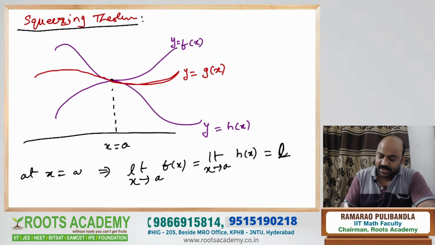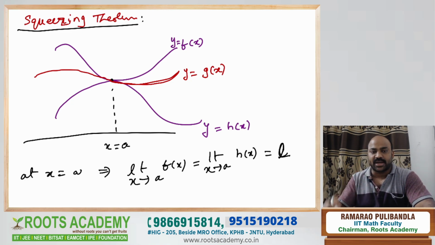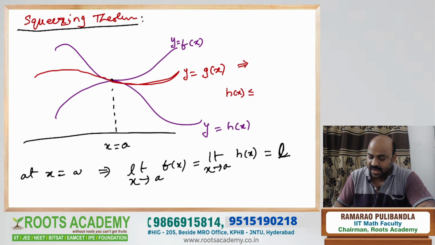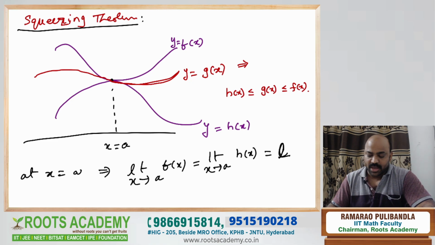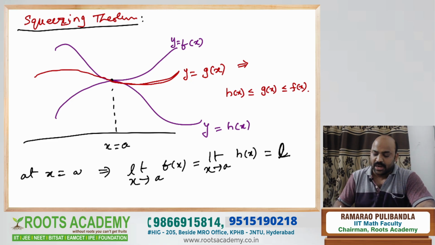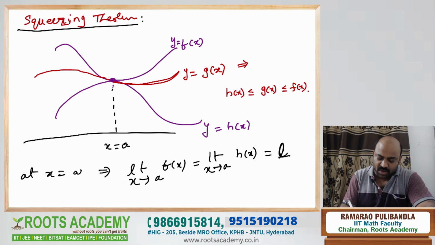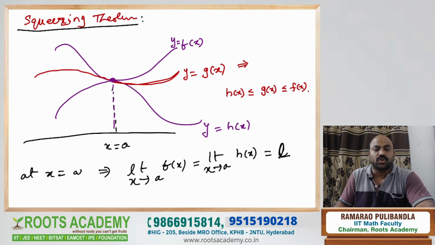Can you write, by observing, which function is above? Above is f of x, below is g of x. Therefore, I can write one beautiful inequality based on all the three: h of x less than or equal to g of x less than or equal to f of x. Have you got it? Above is f of x, in between is g of x, and h of x below. And the good news is all the three are meeting at one particular point called x equal to a.